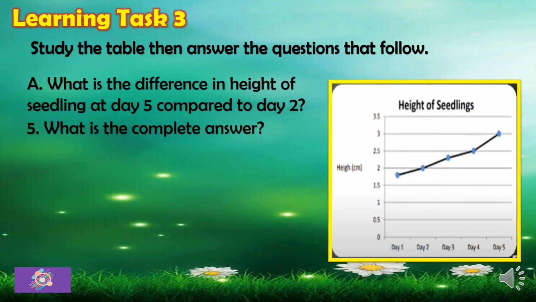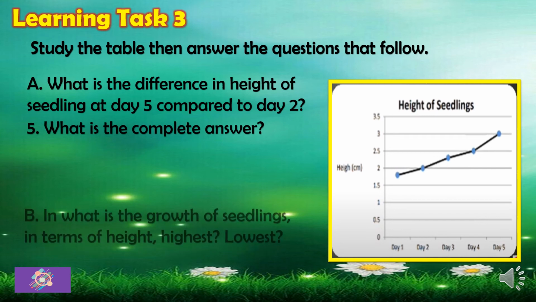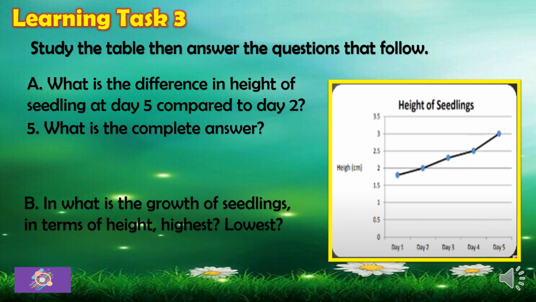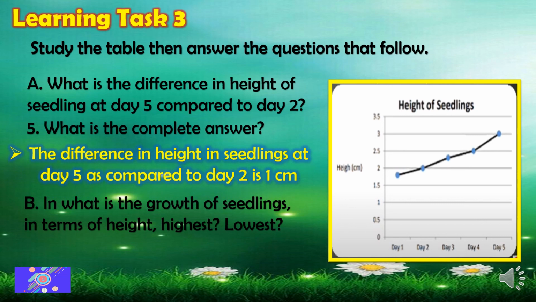And for number 5, what is the complete answer? And letter B, what is the growth of seedlings in terms of height, highest and the lowest? Okay, so to answer number 5, the difference in height of seedlings at day 5 as compared to day 2 is 1 centimeter. And for the highest growth of seedlings, day 5. And then the lowest is day 1.